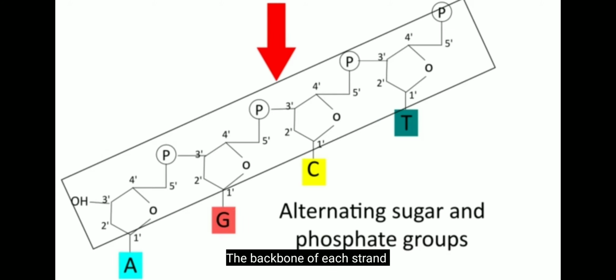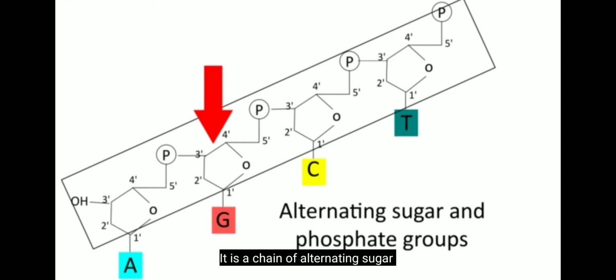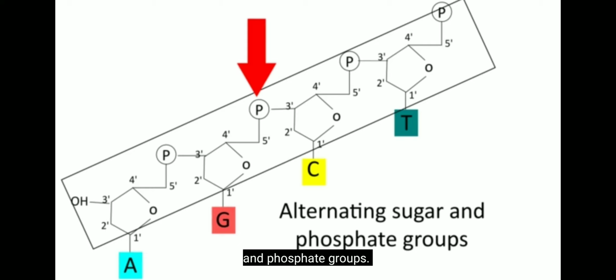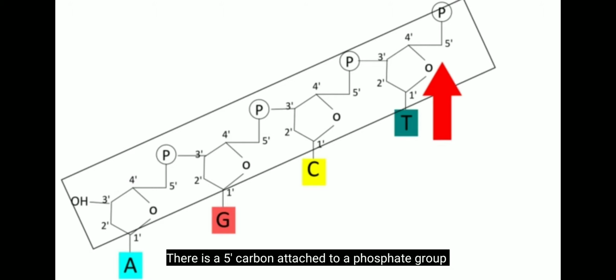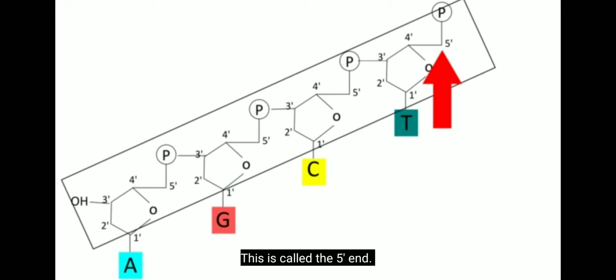The backbone of each strand is identical for all DNA molecules. It is a chain of alternating sugar and phosphate groups. There is a 3' carbon with a hydroxyl group at one end of the chain. This is called the 3' end. There is a 5' carbon attached to a phosphate group at the other end. This is called the 5' end.